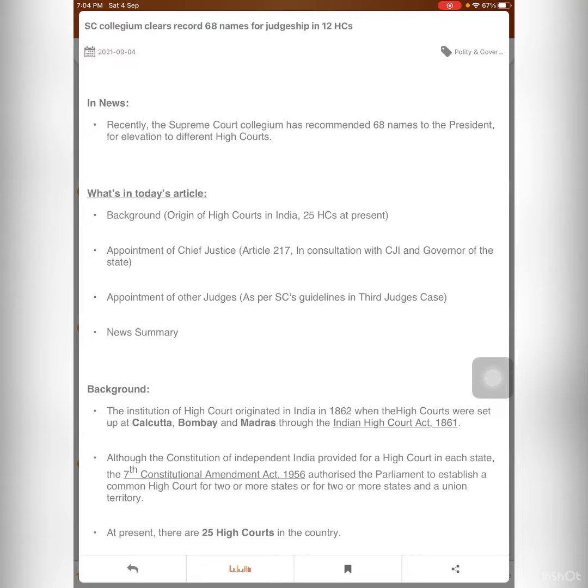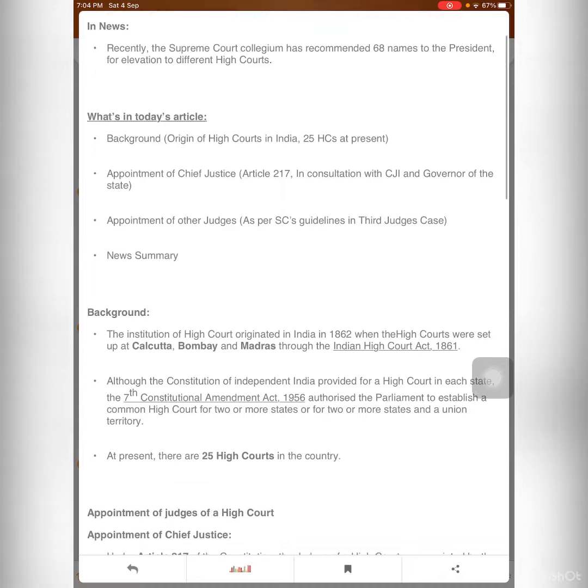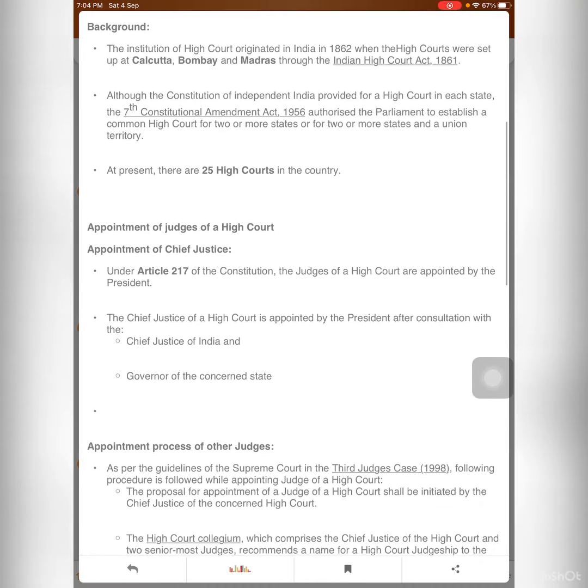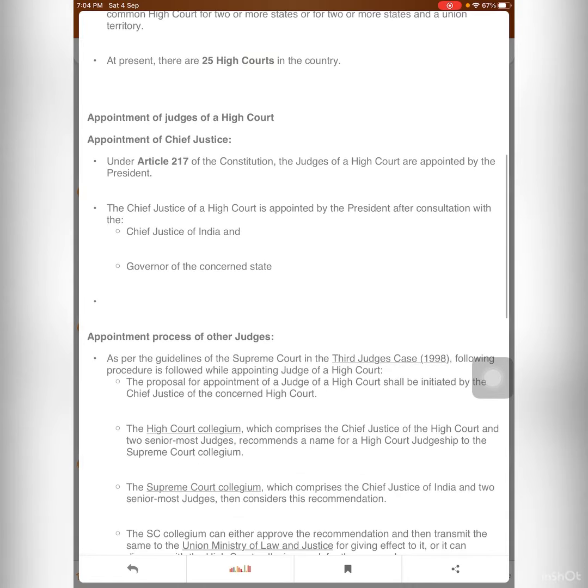News summary. Background. The institution of High Court originated in India in 1862 when the High Courts were set up at Calcutta, Bombay and Madras through the Indian High Court Act, 1861. Although the Constitution of Independent India provided for a High Court in each state, the 7th Constitutional Amendment Act, 1956 authorized the Parliament to establish a common High Court for 2 or more states or for 2 or more states and a union territory. At present, there are 25 High Courts in the country.